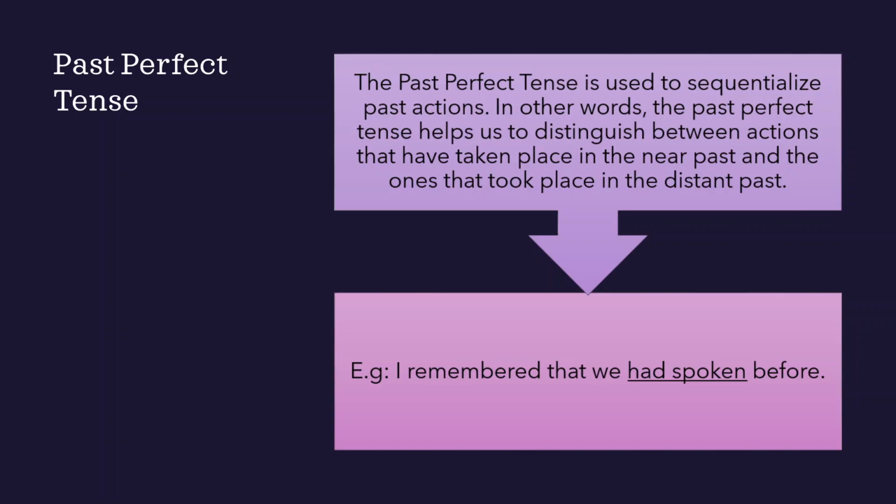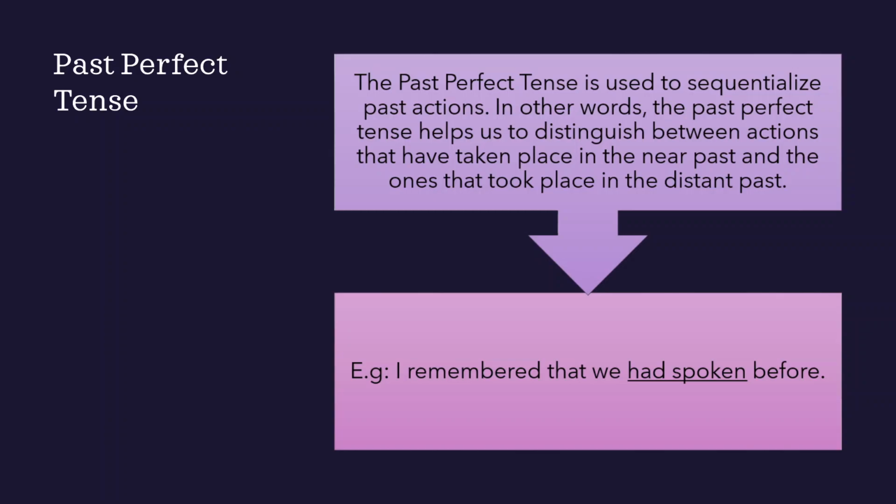Okay, now let's move on to past perfect tense. It is used to sequentialize the past actions. In other words, the past perfect tense helps us to distinguish between actions that have taken place in the near past and the ones that took place in the distant past. Sequentialize means which past action took place earlier. Which is the first action, which is the second action. So this is what we mean by sequentialize.